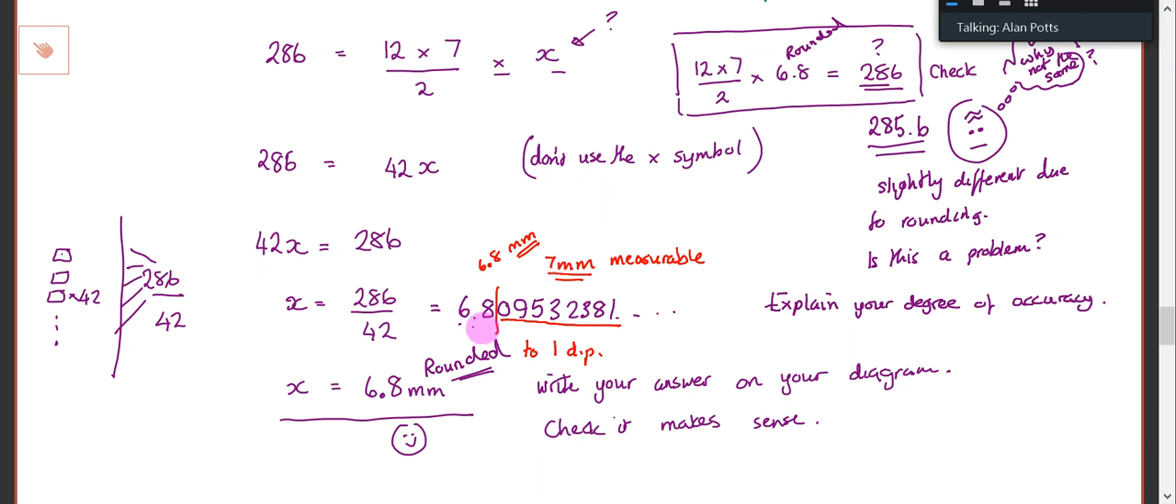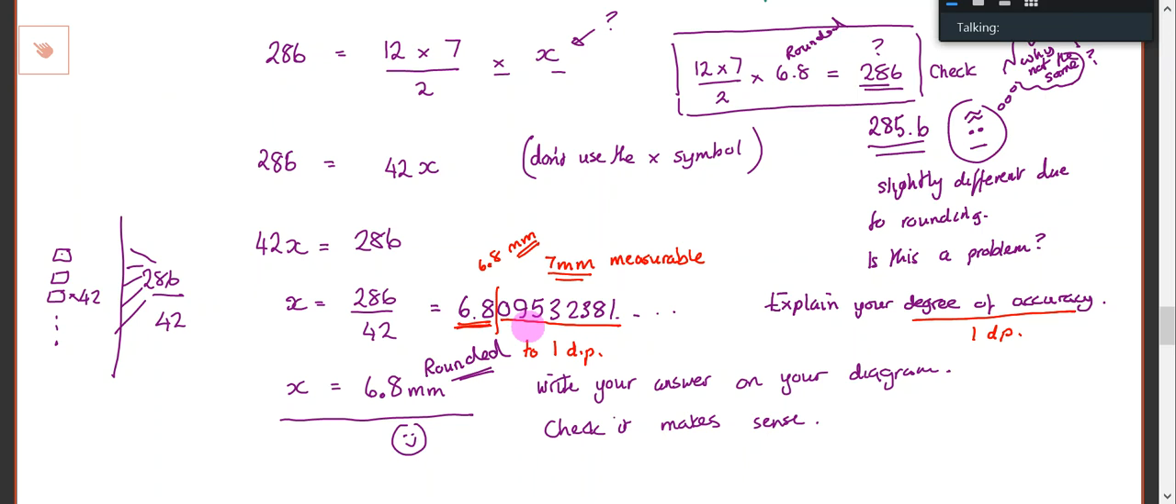It's perfectly reasonable to have 1 decimal place, especially when you're dealing with millimeters. Maybe not if it was miles or something, you might want more. But that's the degree of accuracy that I've chosen, 1 decimal place. It's got nothing to do with am I correct? It's about I've chosen that degree of accuracy because that's reasonable. I can measure 6.8 millimeters. I can't measure 6.809 millimeters. It's just not possible without really specialist equipment. Does that make sense?